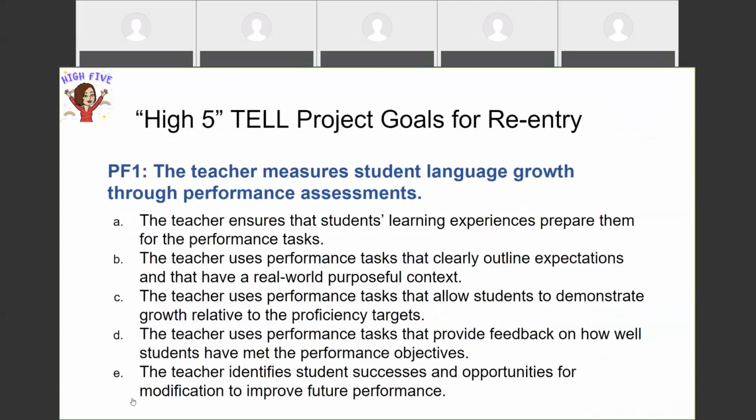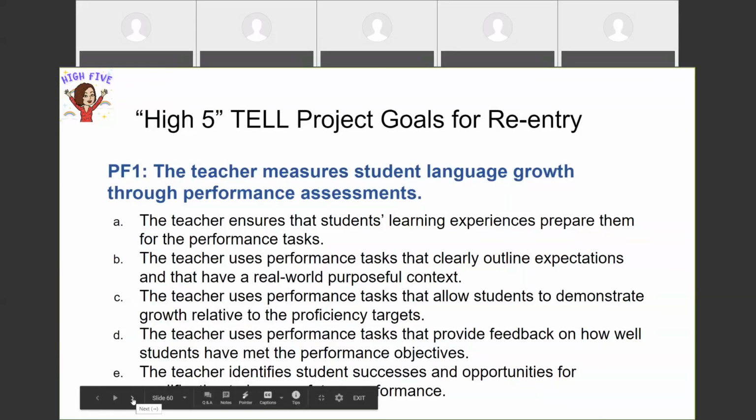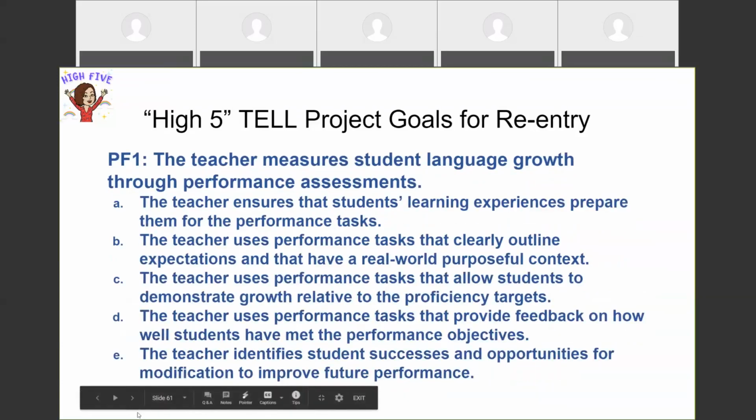All right, so we're going to shift gears slightly, and this TEL criteria here is about performance and feedback. The teacher measures student language growth through performance assessments. That doesn't say grammar, that doesn't say vocabulary recall, that says student language growth through performance assessments. Well, if we know that our 4 standards in North Carolina have to do with the 3 modes of communication, as well as culture, then that's probably what we're going to focus on.